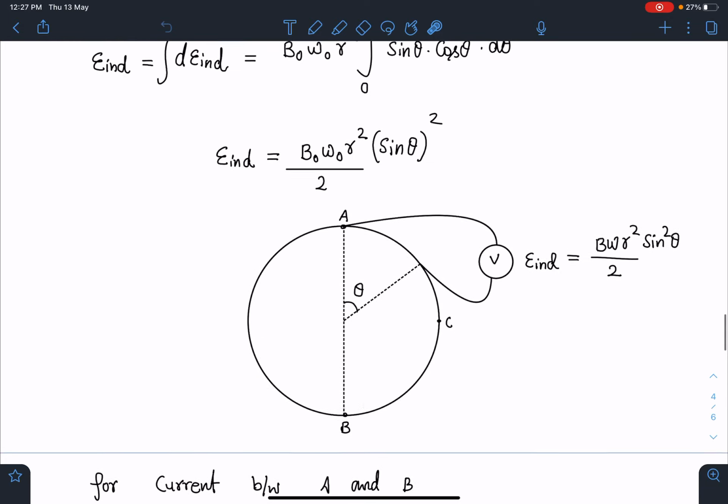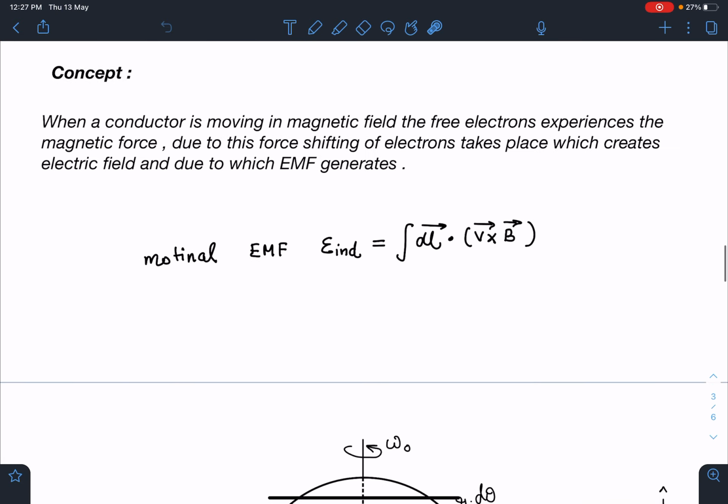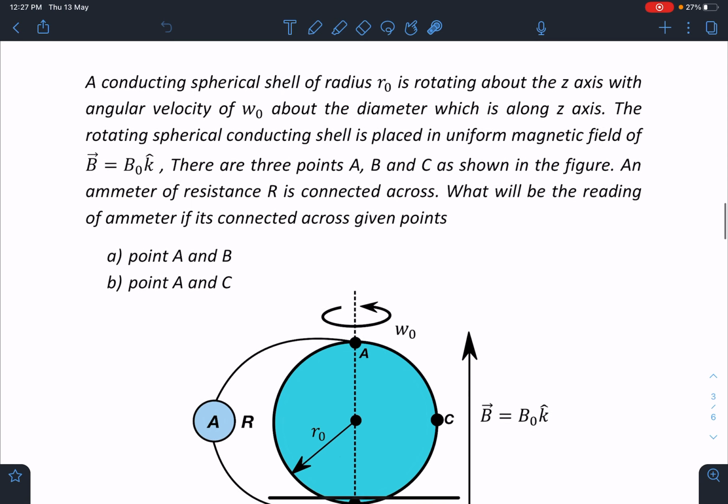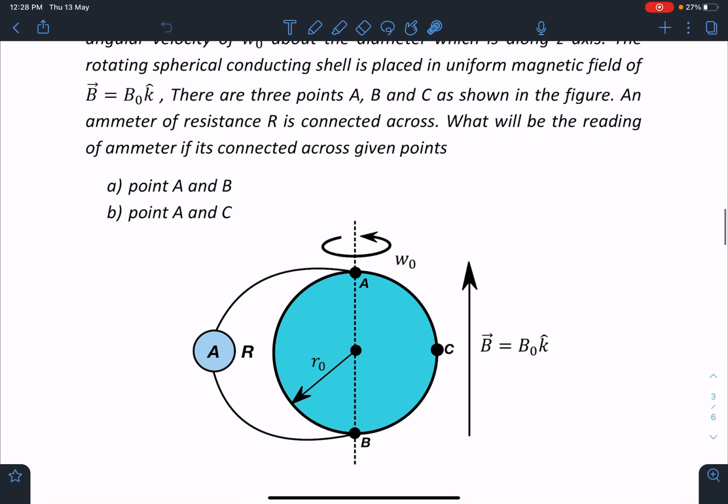I hope you have enjoyed this problem and concept, and it's a very simple problem, and definitely this problem or such type of problem can be asked in a JEE Advanced type of exam.